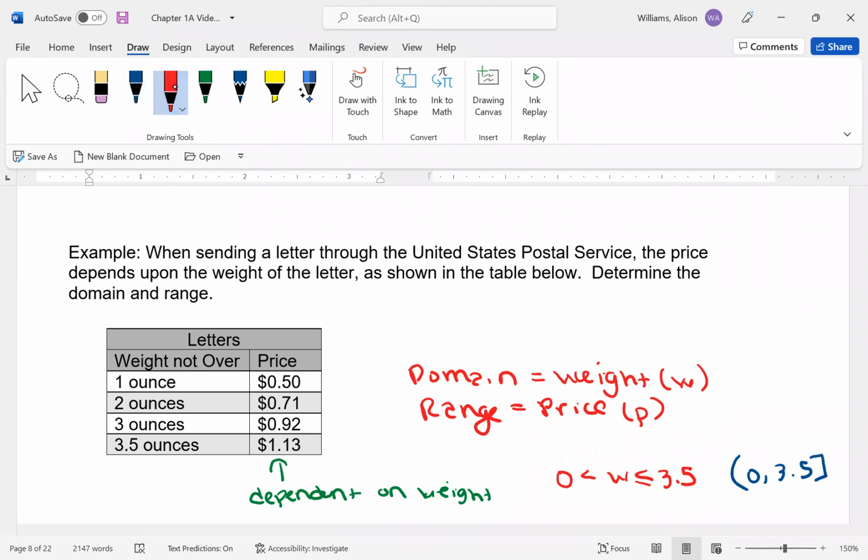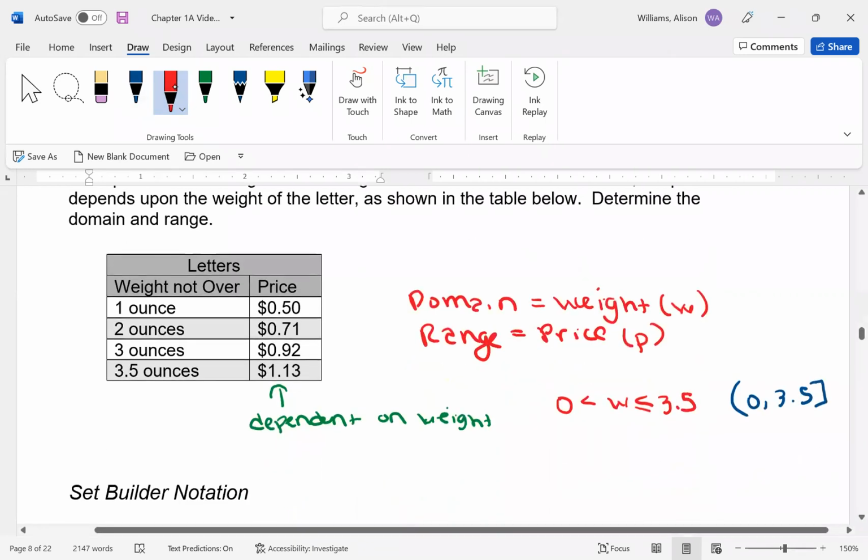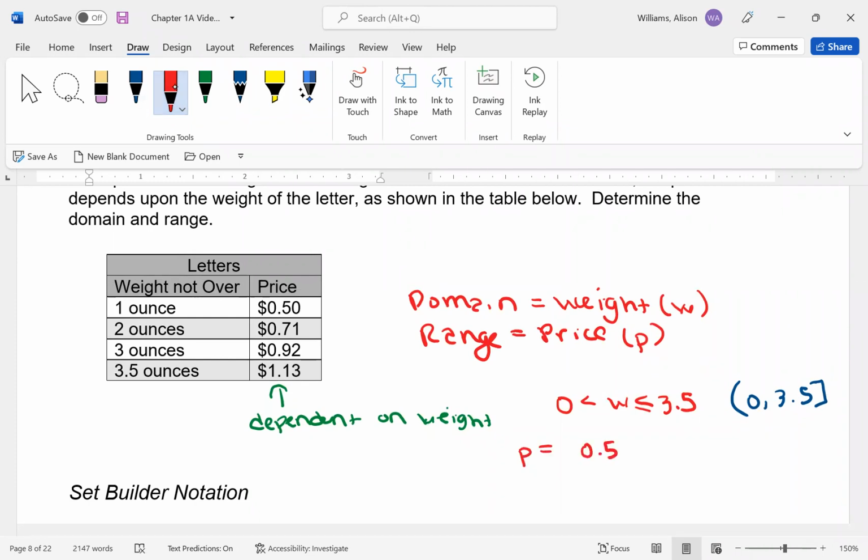So let's talk about the range. In this case, the range is not a continuous range of prices. The minute it jumps up to 1.5, it's going to cost you 71 cents. If you get up to 1.8, it's still going to cost you 71 cents. Those are the set prices for this table. Therefore, the price is going to be 0.5, 0.71, 0.92, and 1.13. You can include the dollar signs on these.